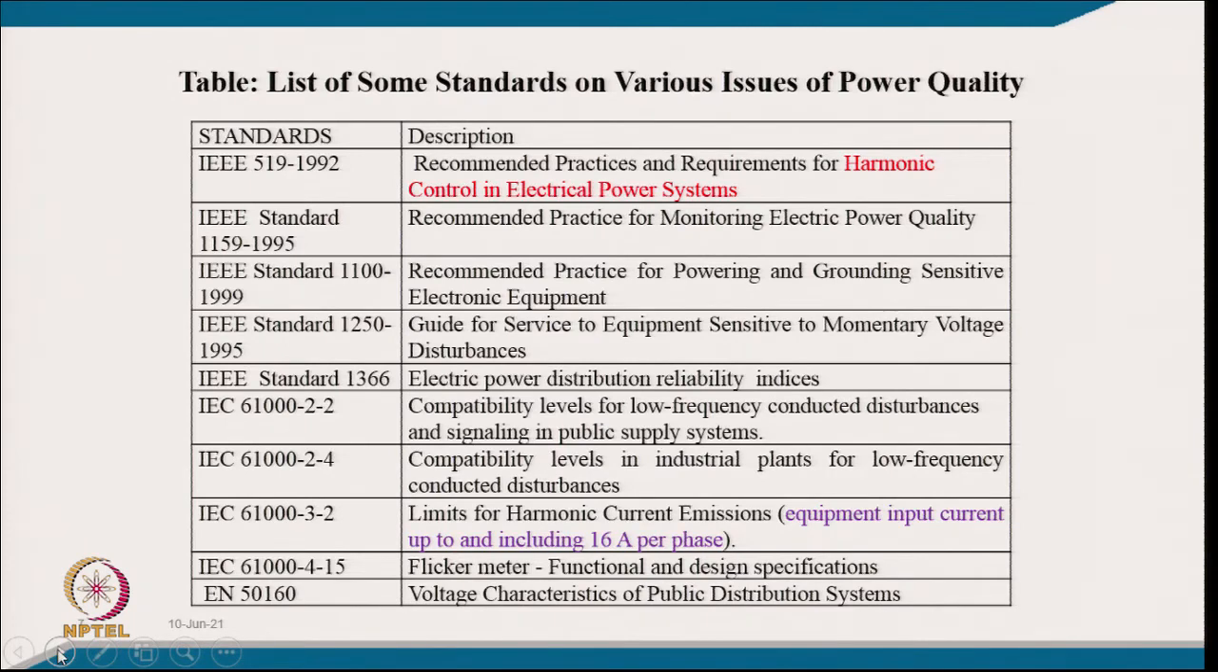This is a typical list of some of the standards on various issues of power quality. They are not all, it is only a few standards, we can't cover all. A very popular standard is IEEE 519. It was originally developed in 1981, modified in 1992, and recently also modified in 2014. The standard is around a 100-page document, titled Recommended Practice and Requirements for Harmonic Control in Electric Power Systems.